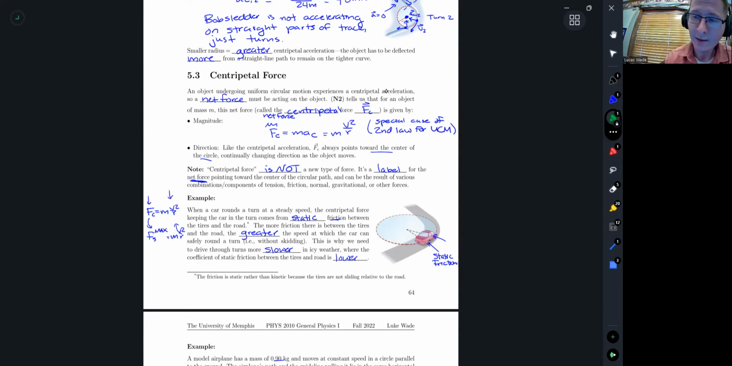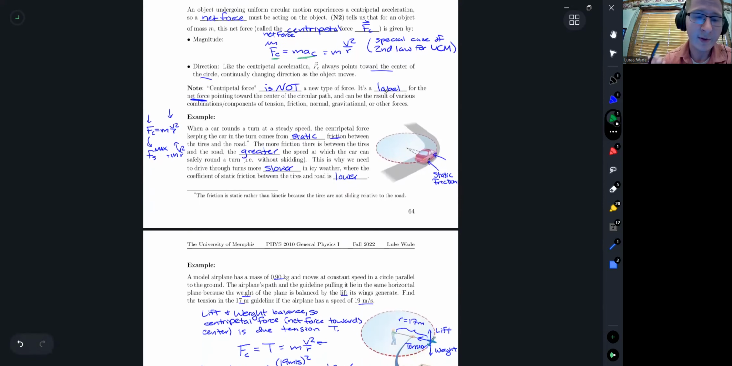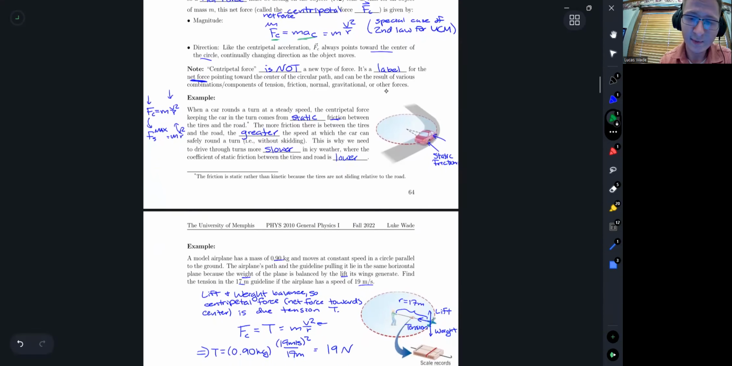And so Newton's second law still applies. The net force is the mass times acceleration. It's just that in this special case of uniform circular motion, the centripetal force, the net force towards the center of that turn, is the mass times the centripetal acceleration. And you can have a lot of different things supplying that centripetal force, or combinations of forces.